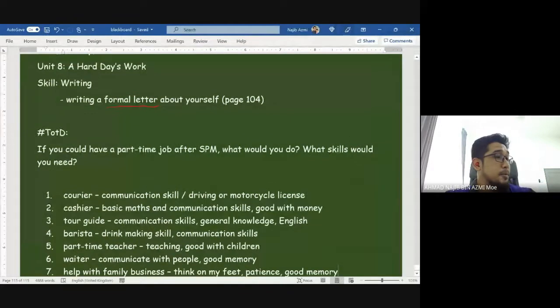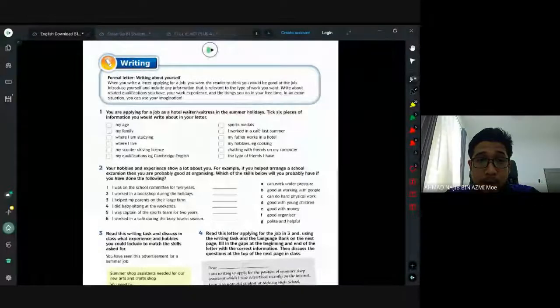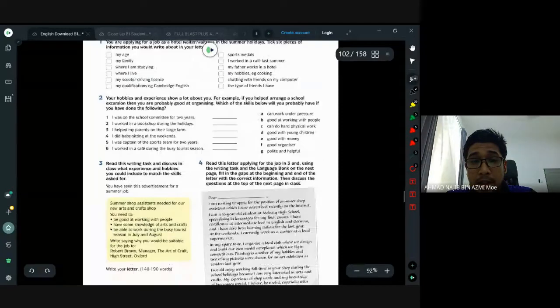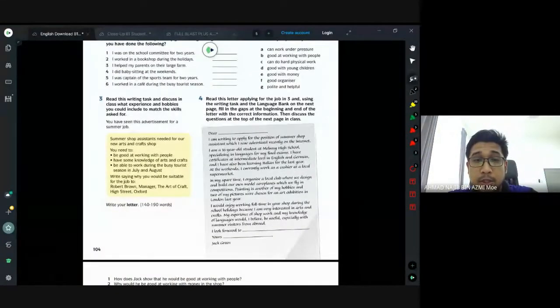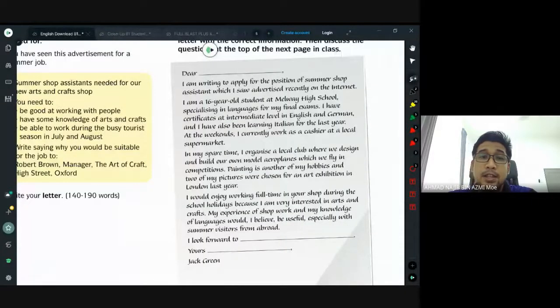So please refer to page 104. Give me a moment while I change this screen to the textbook. Okay, so this is page 104. Let's take a look first. We're going to do a lot of things on this page, but let's take a look at the example here of a formal letter in English.